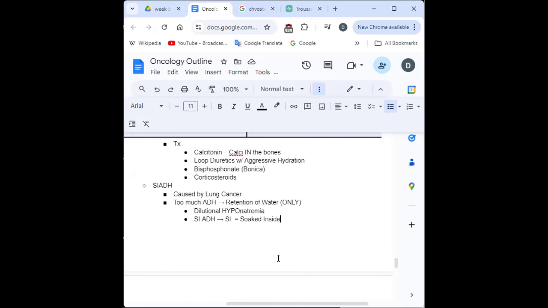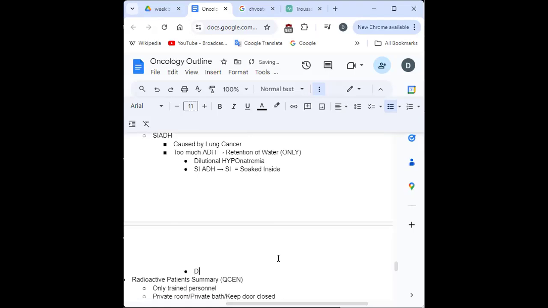And in 232, you'll learn of almost like the opposite condition, which is diabetes insipidus, which is not a real type of diabetes. It's just called that because it has similar symptoms where you're always peeing a lot. And that one's caused by the opposite, where you have not enough ADH. And that one, diabetes insipidus, is dry inside. So that's a really cool, easy way to remember it. But for now, just know SI, soaked inside, because you are retaining water.